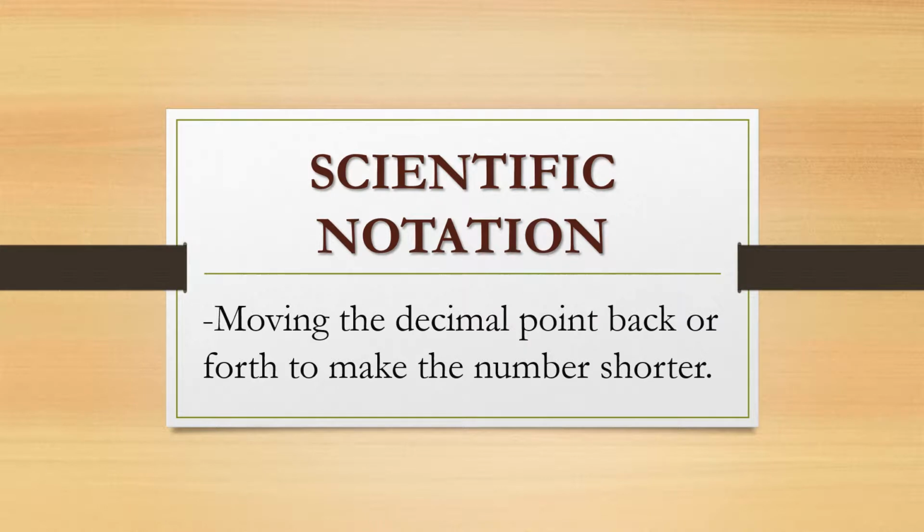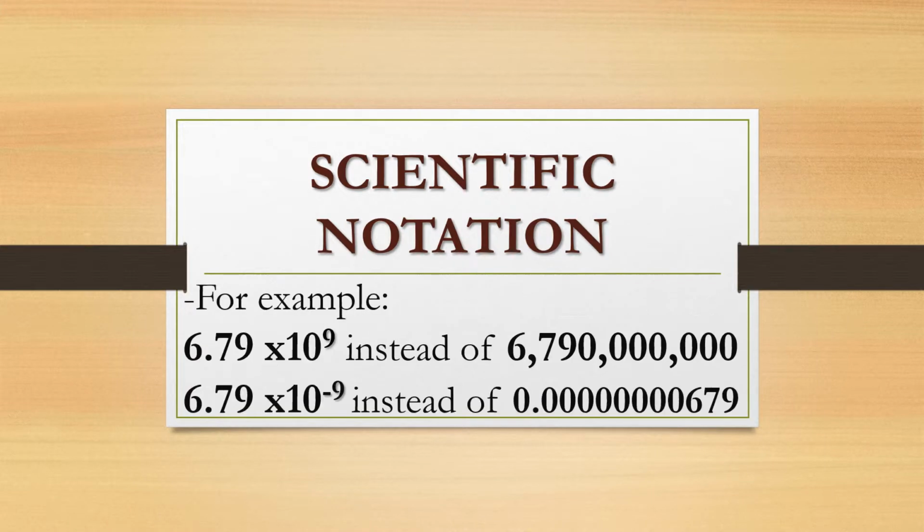Scientific notation is just a fancy way of saying you move the decimal point back or forth in the number in order to make the number shorter. You move the decimal point back or forth, and then you drop whatever zeros are at the beginning or at the end to make everything shorter. And there's a specific way to do this.